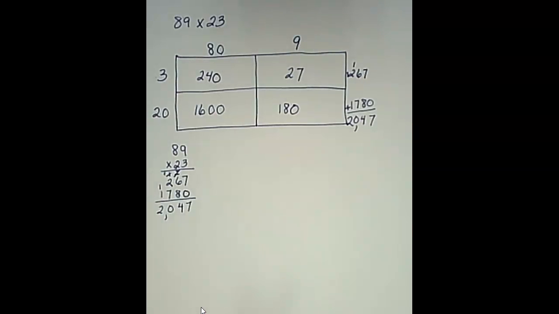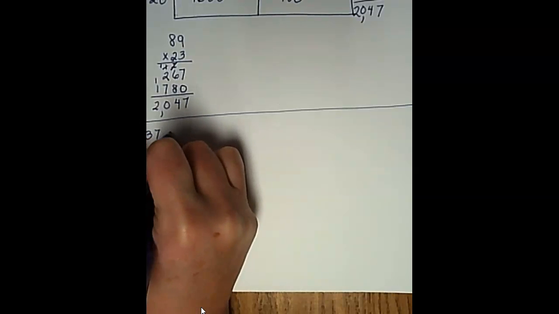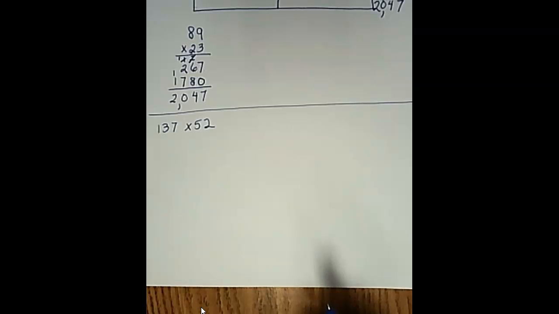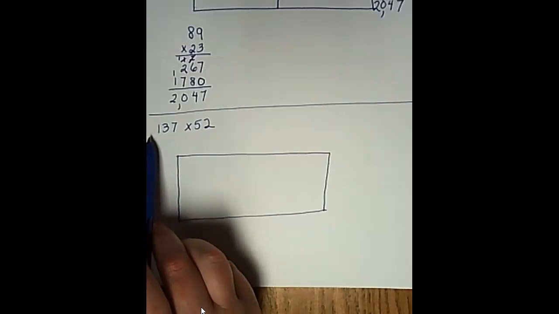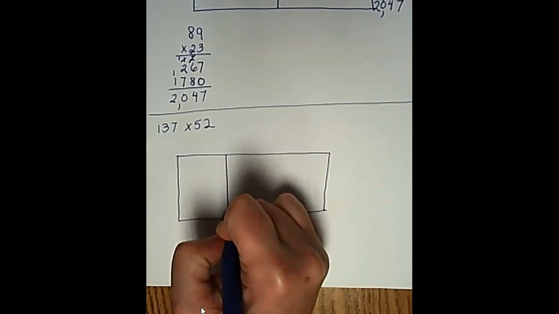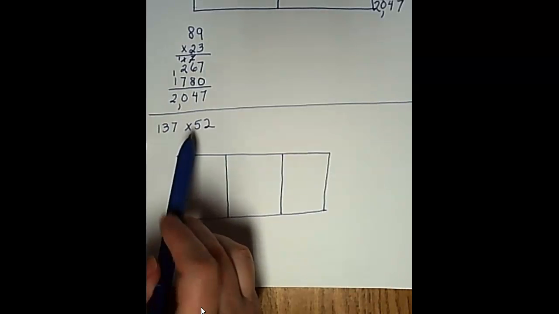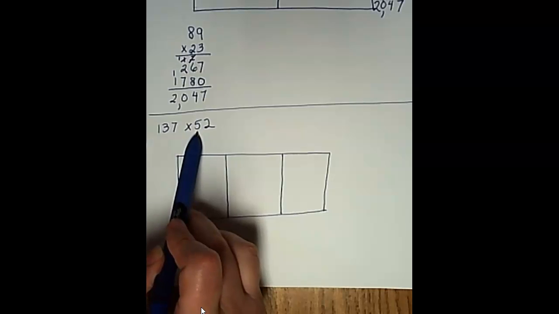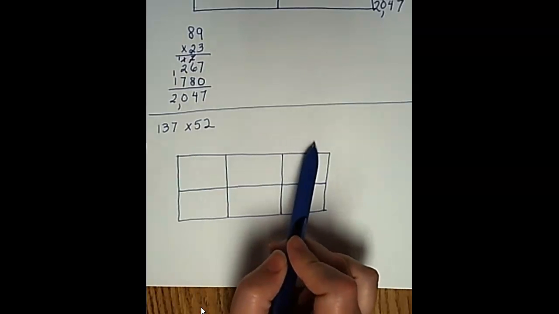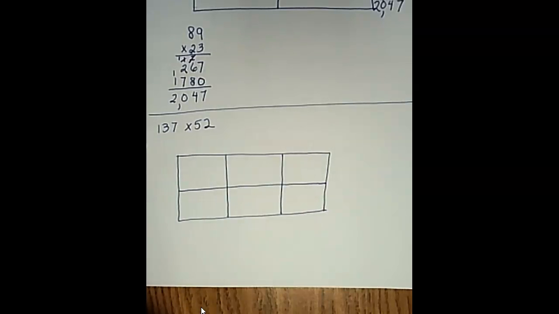Let's try one together. 137 times 52. Typically, when we're multiplying vertically using our standard algorithm, we put the larger number on top. And so that's what I'm going to do with my area model as well. Because I'm putting this on top, I know I'm going to need to show 3 place values. And because this one is going on the side, I know there needs to be 2 place values. Now you go ahead and fill in what would be represented for each box. Press pause and then continue on when you're ready.